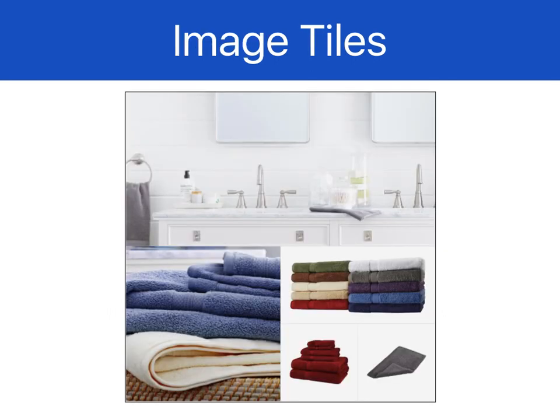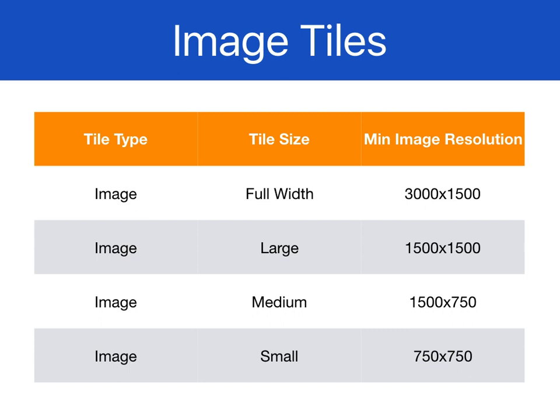Now next is the image tiles. You can link each of the images that you uploaded onto these image tiles to an Amazon store subpage or product detail page. And keep in mind that if the image includes text, it must be 32 pixels high when used in full width tile size, and also 16 pixels high in any other tile size. I'll go through the requirements in the next slide, and here's a table of it.